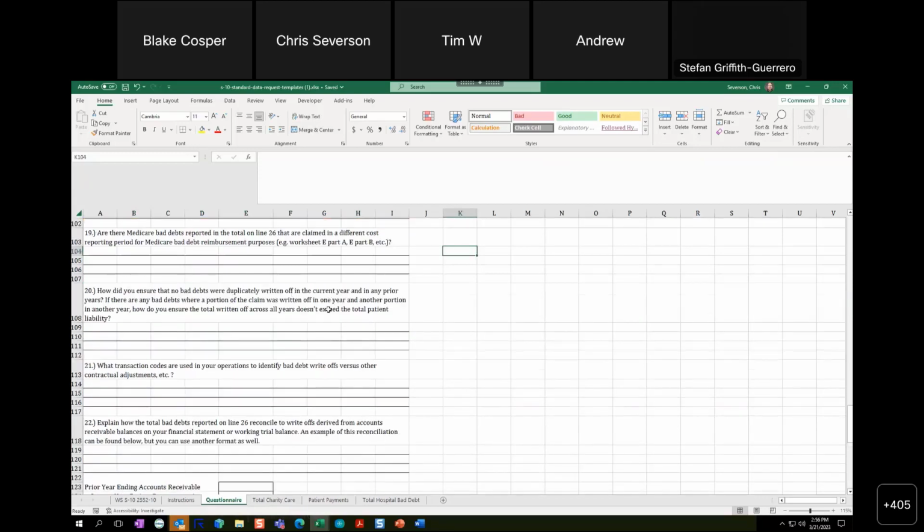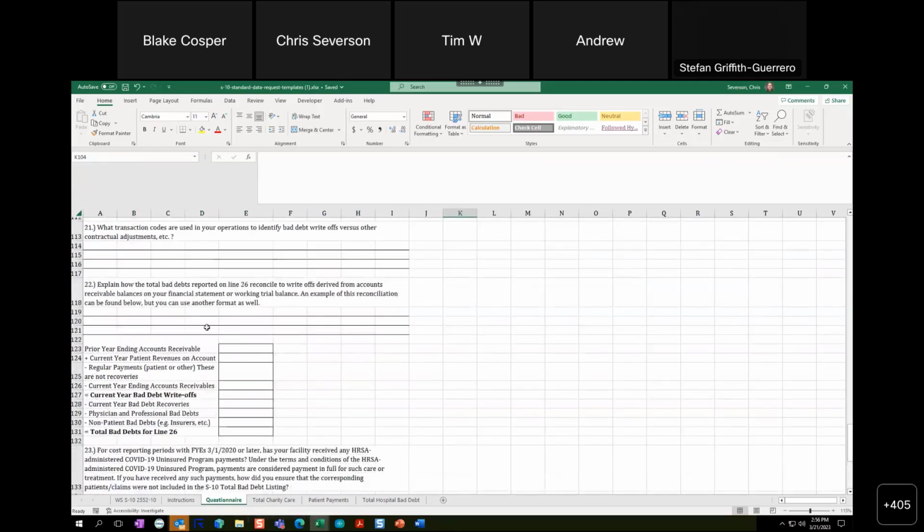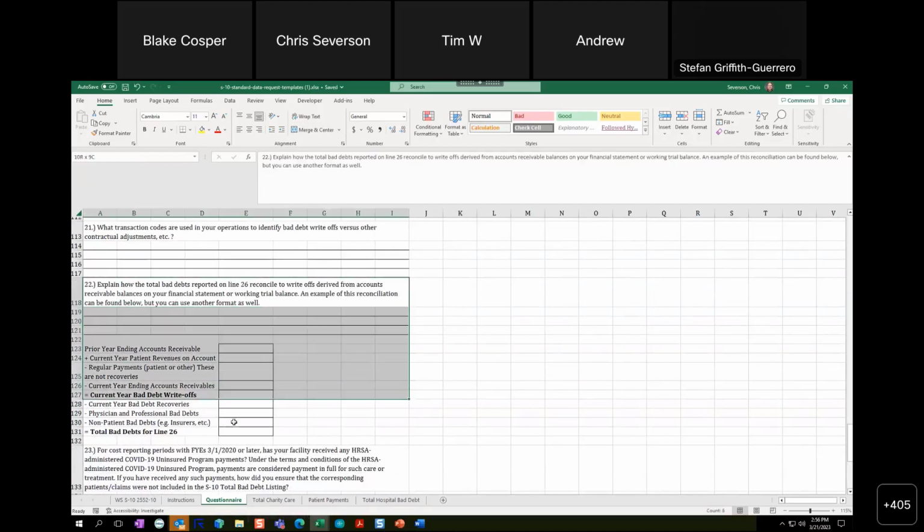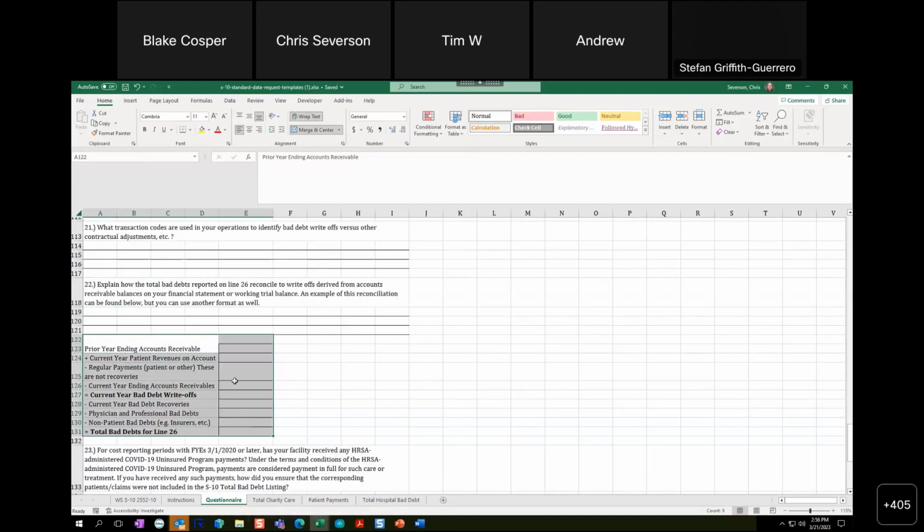Some more duplicates, transaction codes, and here's your reconciliation. And again, this is just one general example. If you have another way that's a reasonable reconciliation, you can show us that. But again, we absolutely expect that line 26 is not going to tie to your financial statement. So if it does, that's a very unusual situation and we'd want to know why. We just want this other type of reconciliation.